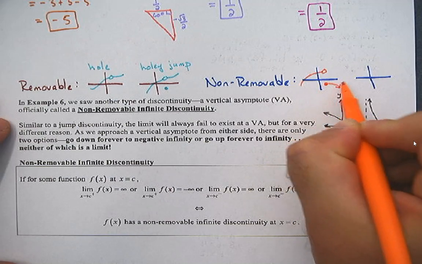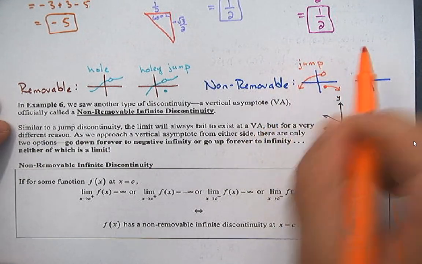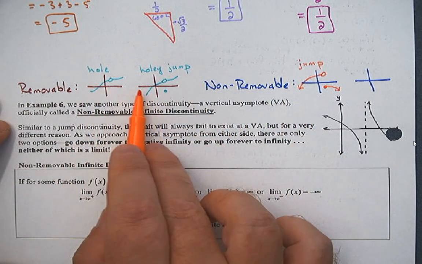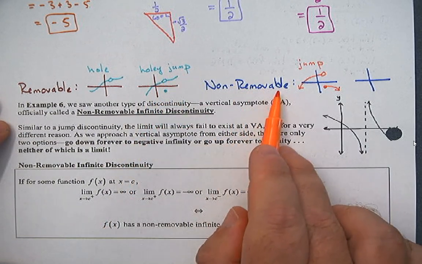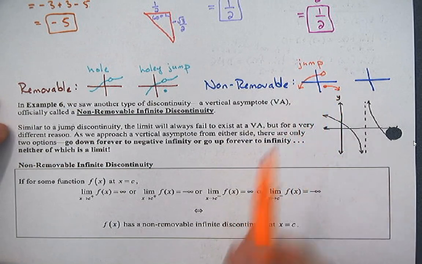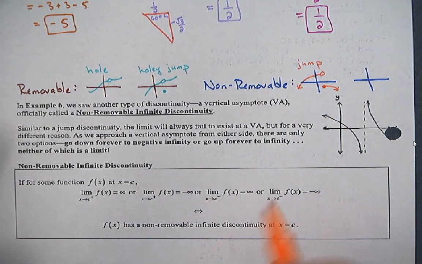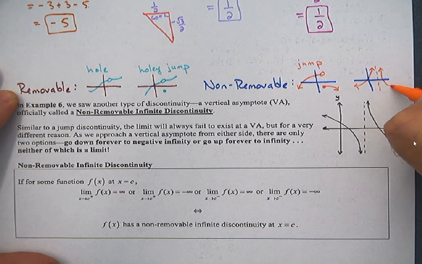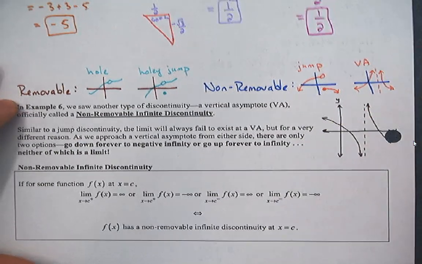Here's an example of a non-removable discontinuity. We call this a jump. Notice the difference between a jump and a holy jump. I kind of think of a holy jump as being in between a hole and a jump. Like you come into a hole, you jump out, but you jump right back in and come out the other side. With a jump, you go into one side, you jump and come out the other side. Your two roads coming in are at two totally different heights. And then the one we're just about to talk about here, this is a big problem. This is what we call a VA, vertical asymptote.